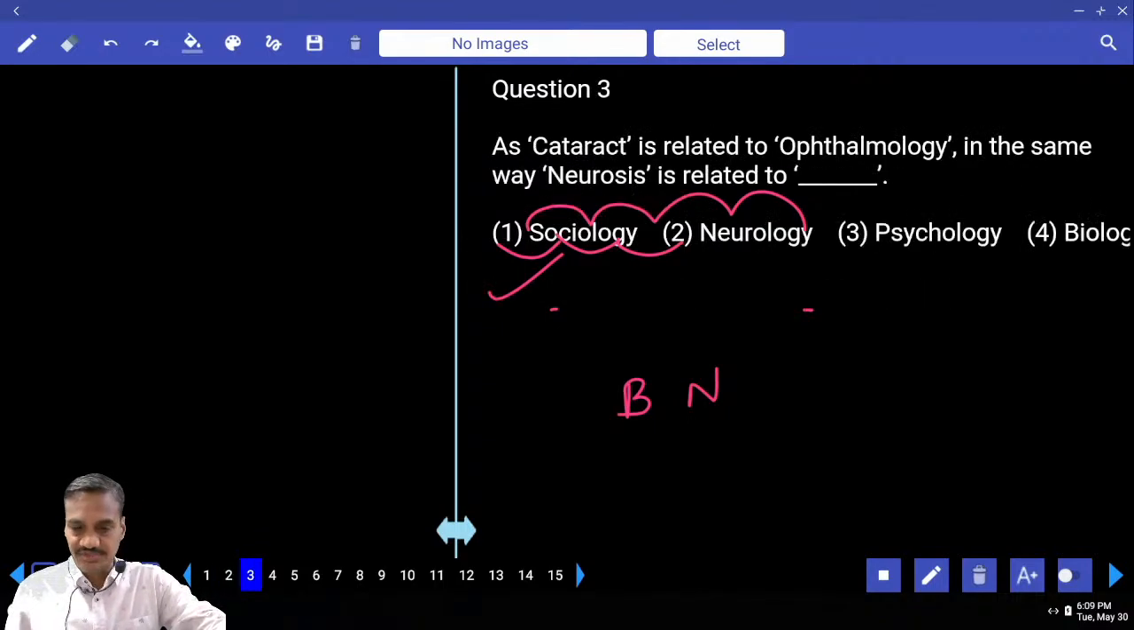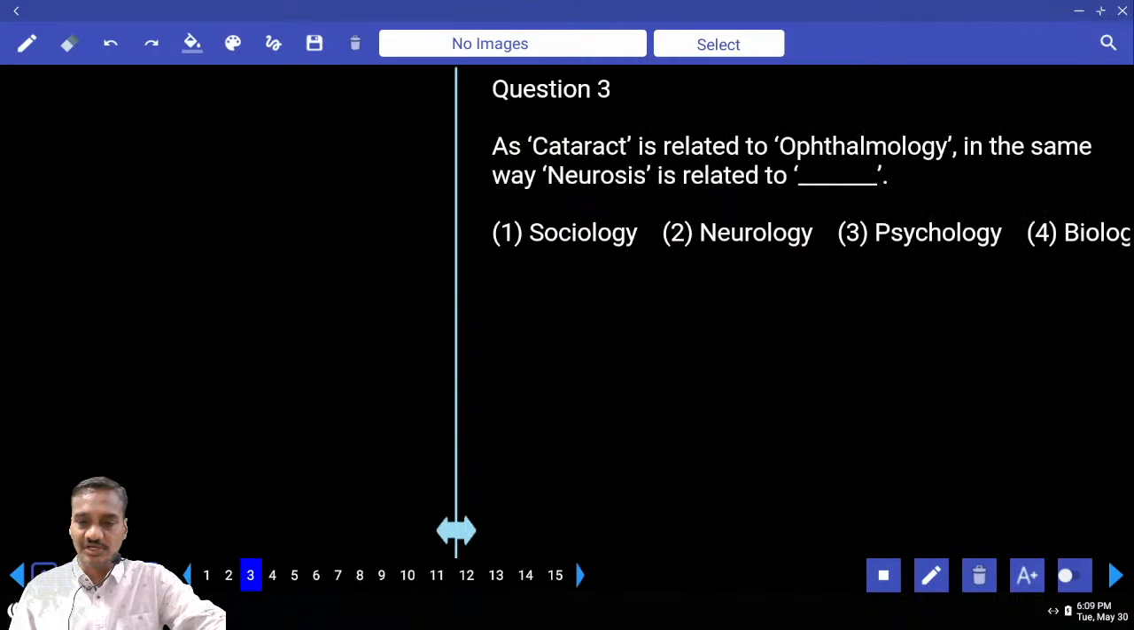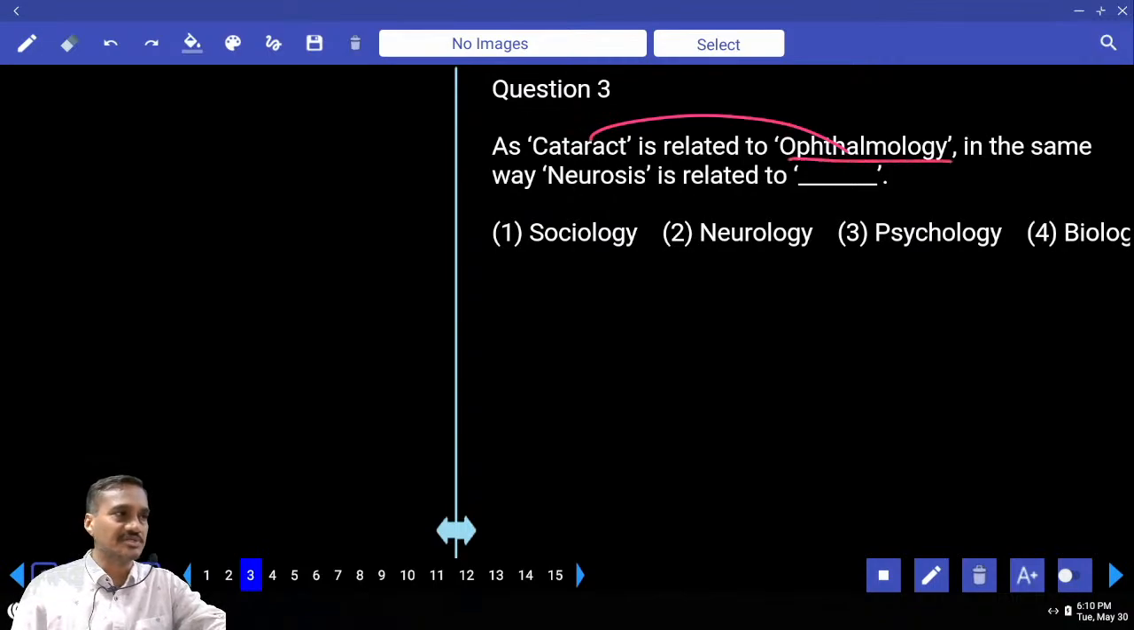Then coming to question number 3. Cataract is related to ophthalmology. Now, what is cataract? It is related to ophthalmology, that is eye disease. And similarly, neurosis is related to what? Psychology. Choice 3, question number 3.